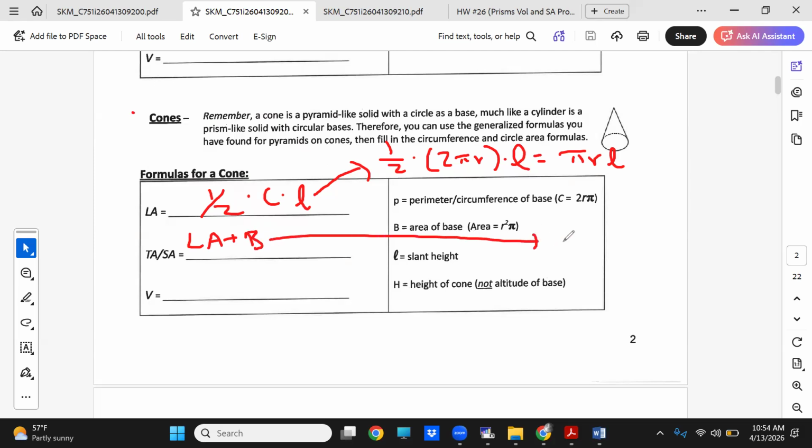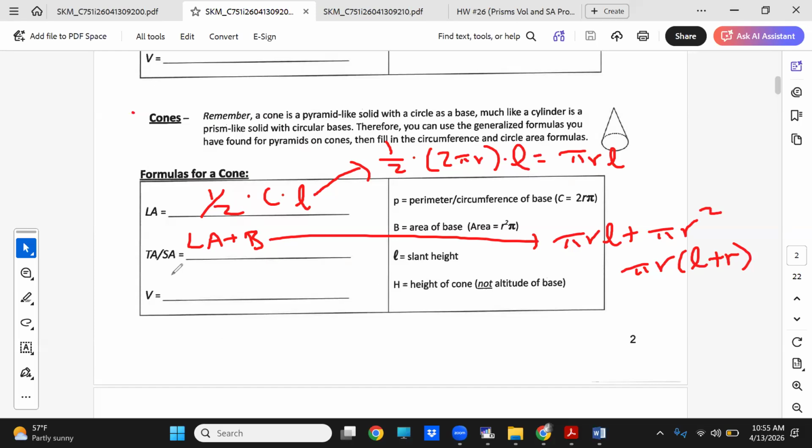So you can think of it like this: pi RL plus pi r squared. And some people like to even factor out the pi r and call it that. So the formulas can get a little bit complex, but at its core, it's just lateral area plus base, right? The lateral area was 1/2 CL, and we cleaned that up a little bit to make it pi RL. So you can do that if you want.